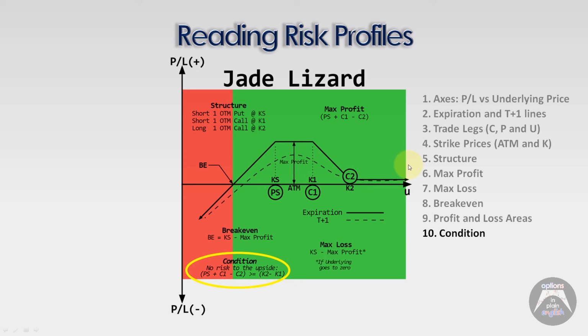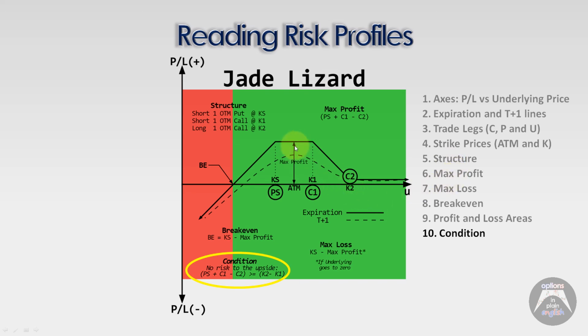The structure, you can read it right here. In order for this position to be put on, you need a short one out of the money put at KS, short one out of the money call at K1, and long one out of the money call at K2. Okay, and this is the position. Once you put it on, you're gonna have this P&L at expiration if the condition is met.